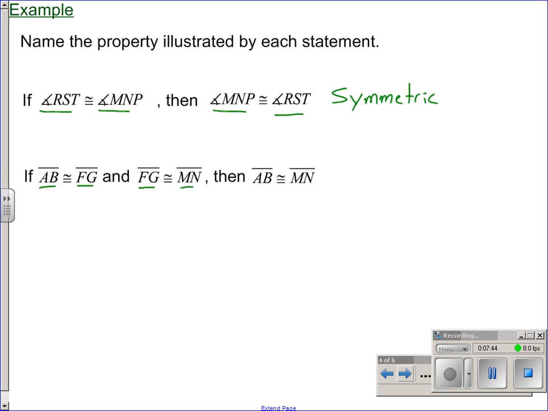And the second statement, AB congruent to FG. FG is congruent to segment MN. Well, FG is the same thing in both of them. That means these two must be congruent to each other, which is what the statement says. That is your transitive property. And that's it.